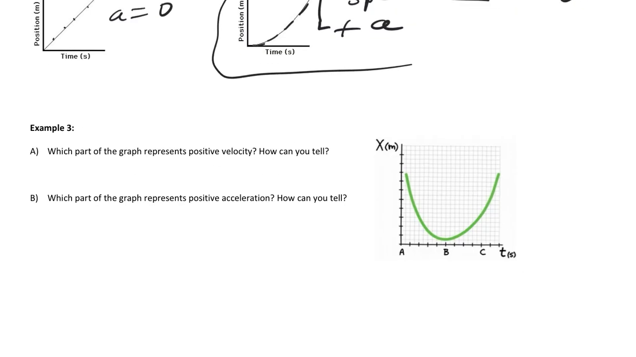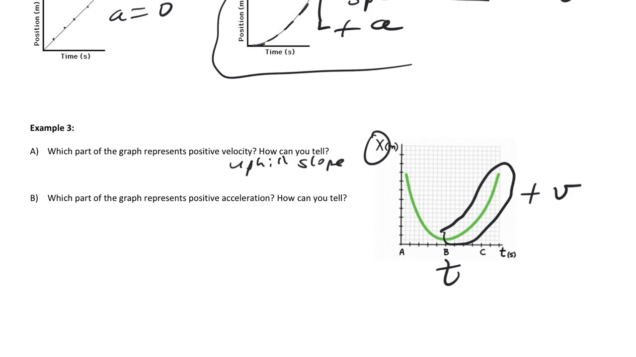Which part of this graph? Okay, this is the D versus T graph. So what part is positive velocity? Anything right here, because it's an uphill slope. The first part is negative velocity because it's a downhill slope. Positive acceleration. Okay, that's kind of trickier.